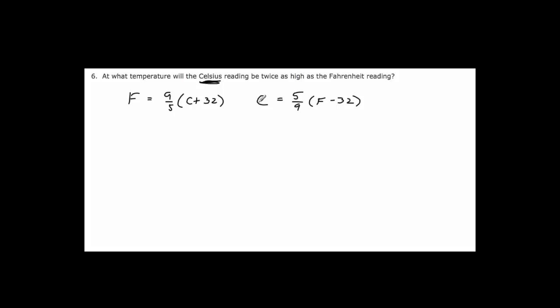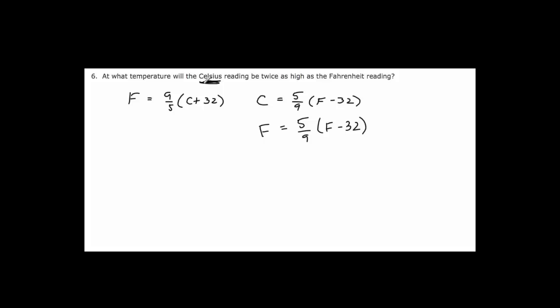So all I'm going to do is I'm going to take that C right here, and I'm going to say Fahrenheit's going to be that same amount. So I can replace the C with an F. So now my formula will look like this. And again, remember, we're just thinking of Celsius and Fahrenheit starting out at the same number. So now I only have F in my problem.